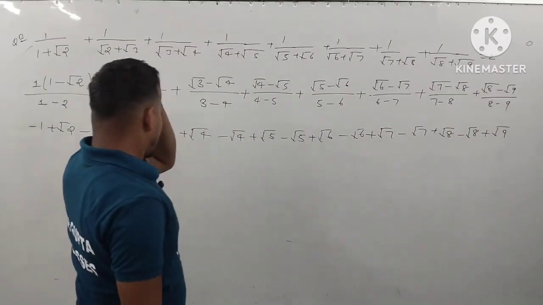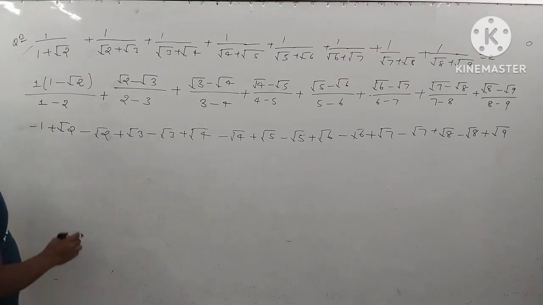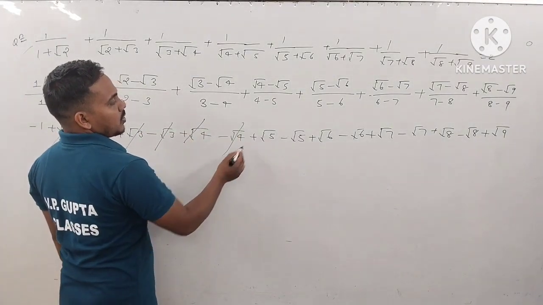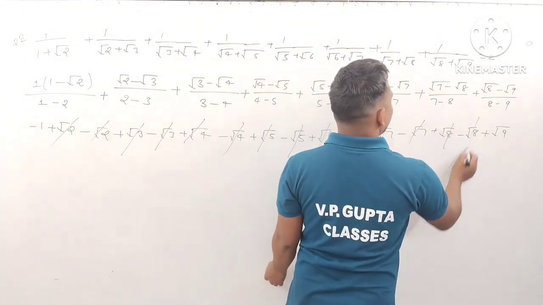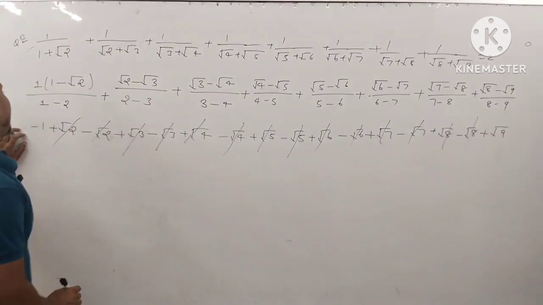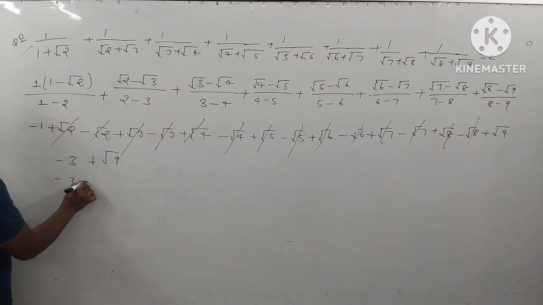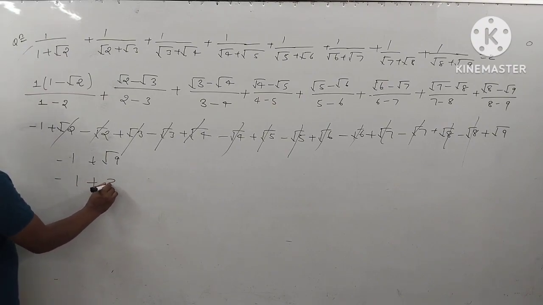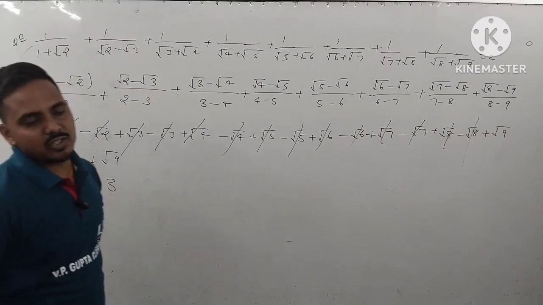Okay, and you will also see that root 2 cancels, root 3 root 3, root 4 root 4, root 5 root 5, root 6 root 6, root 7 root 7, root 8 root 8. Okay, we have minus 1 plus under root 9, that is minus 1 plus 3. Okay, square root of 9 is 3, so the result is equal to 2. This is our answer, and it is a very easy question.